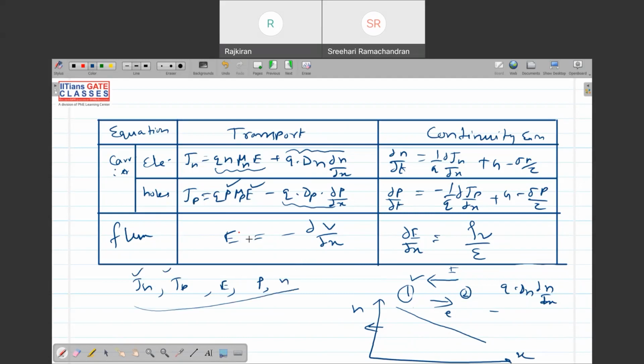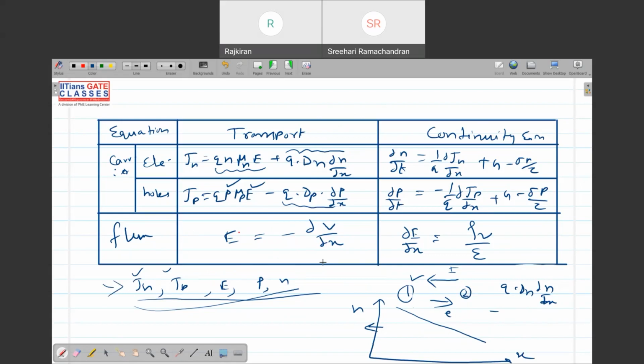In these equations, you have to find the currents due to holes and electrons, the concentrations of electrons and holes, and the electric field. Based on these equations, you can easily solve for a new device. Since I do not have time, I could otherwise have taken one example to show how to use these equations in a device, but for the sake of time I am not going into that detail. That is the objective of this continuity equation.